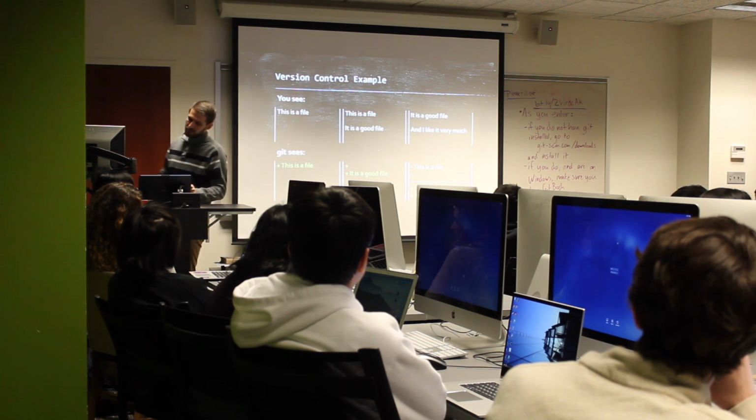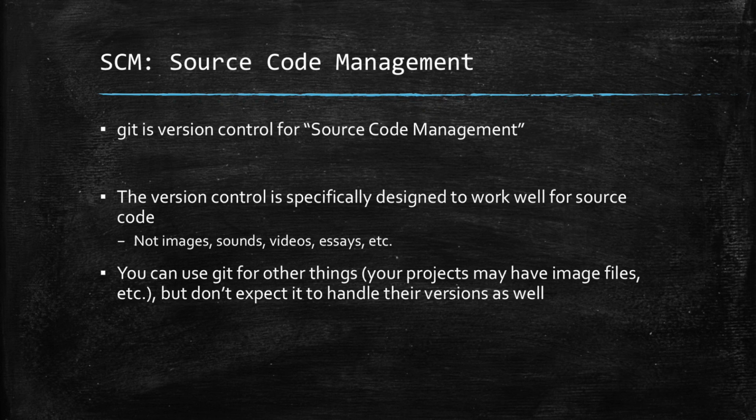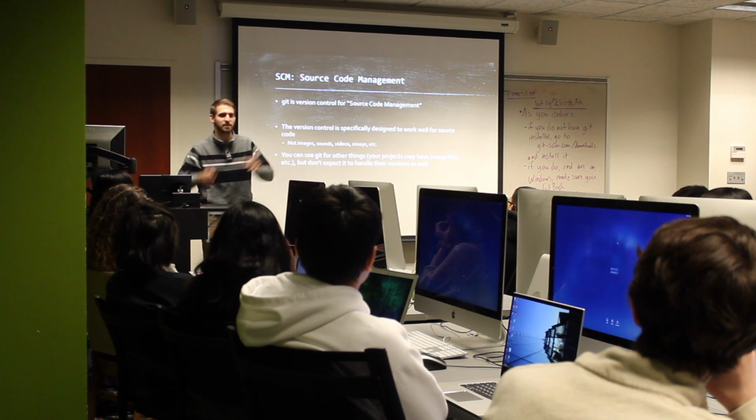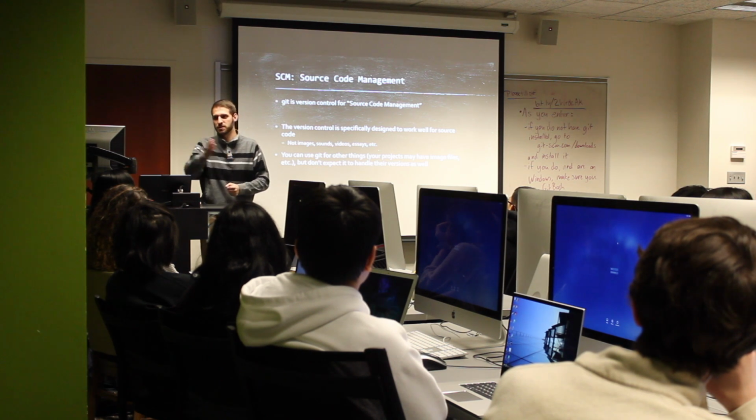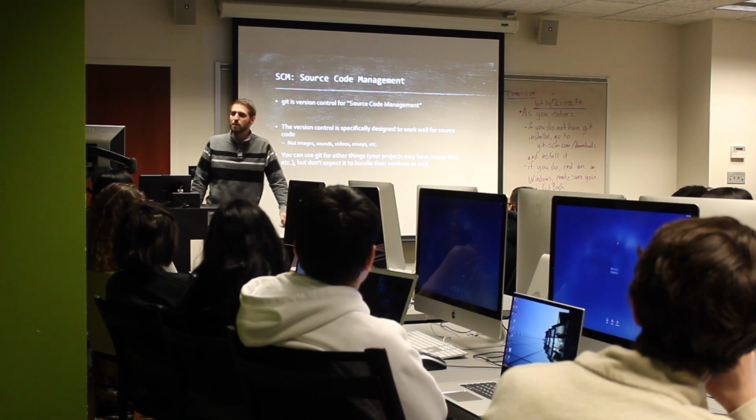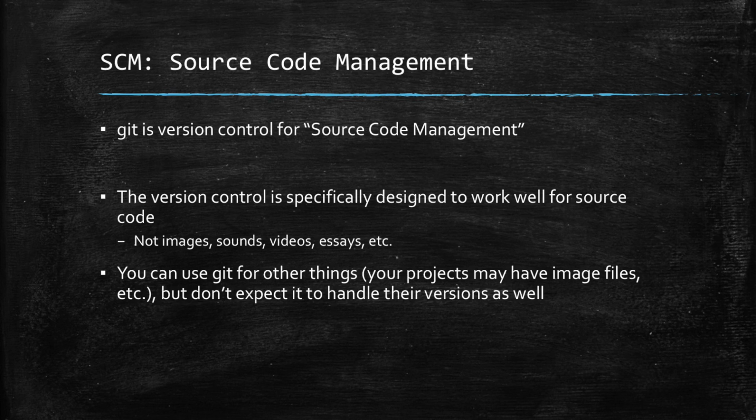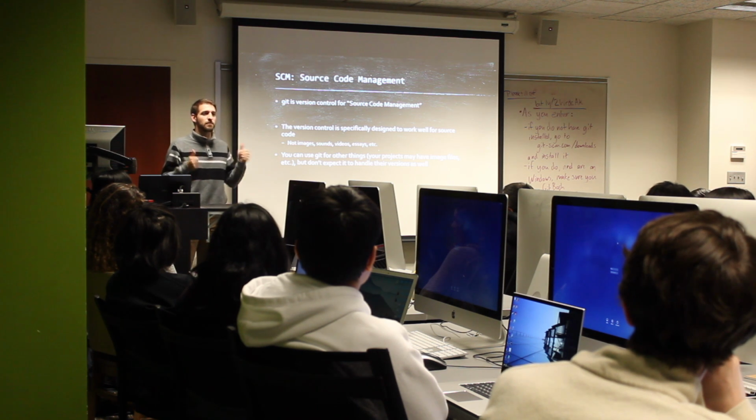Good so far? Alright, moving forward a little bit. You noticed in the URL it says git-scm. What Git is, is a source control manager. It is a VCS, SCM: version control system, source code management. Basically what that means is Git was specifically designed to work for source code, not for, let's say, images or sounds or videos or your essays that I used as an example earlier. It's not really made for that. It's made for source code.